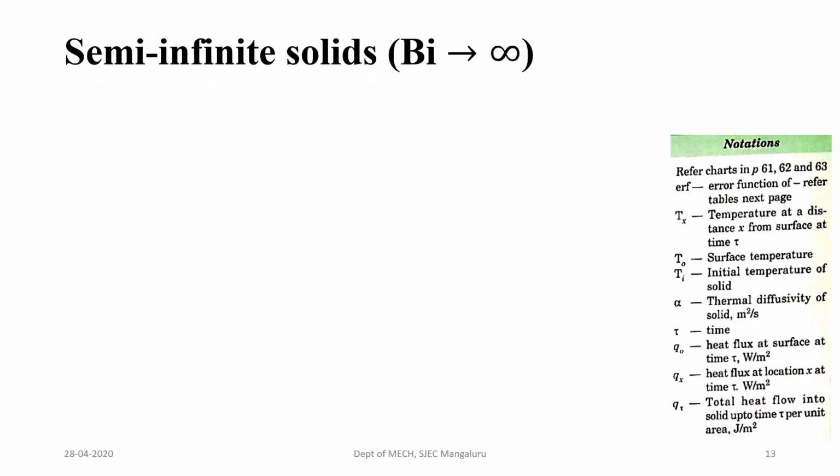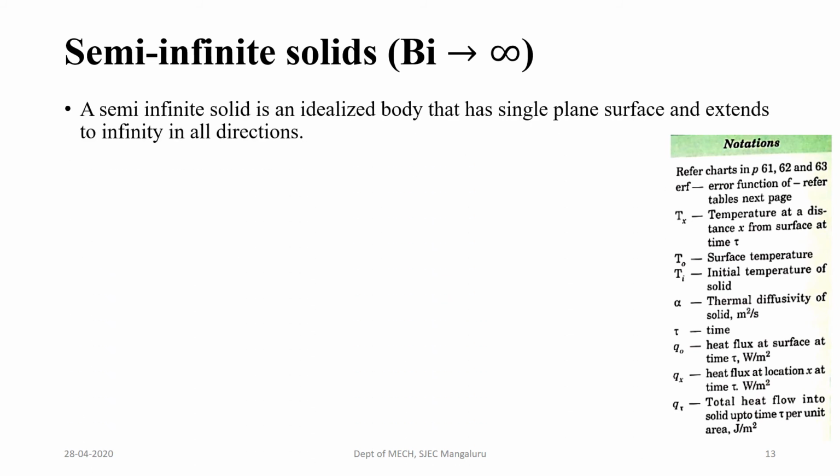Now we will go to the last topic in this transient heat conduction, that is semi-infinite solids, where Biot number tends to become infinity. What is that? We will see. A semi-infinite solid is an idealized body that has a single plane surface and extends to infinity in all directions. The best example is the Earth surface.